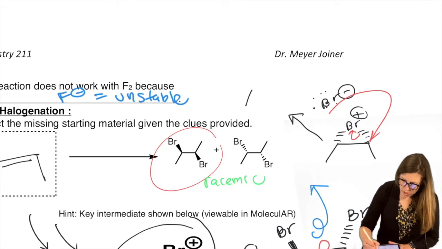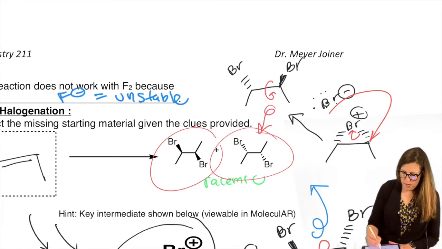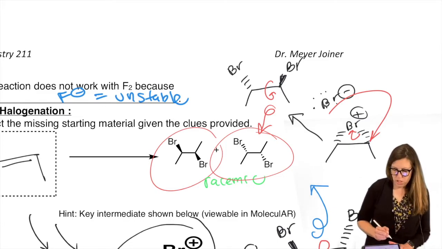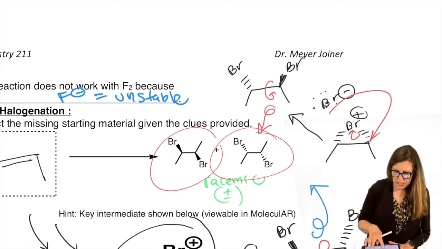So I open it up like that. And this keeps the dash bromine. This gets the wedge bromine. Notice how these match. So if I just rotate this, bond down, it equals that. So that's my racemic mixture of enantiomers. So racemic, you'll sometimes see plus minus.